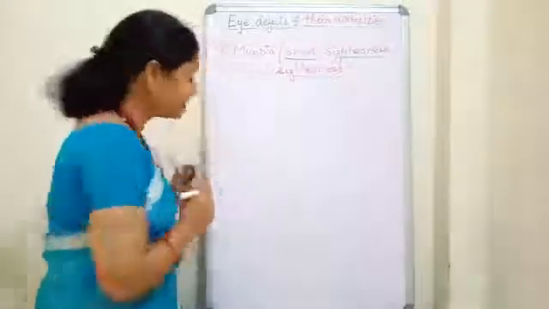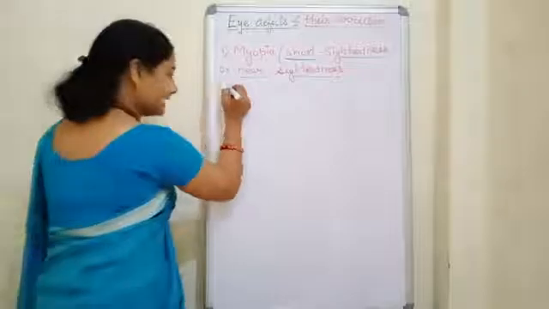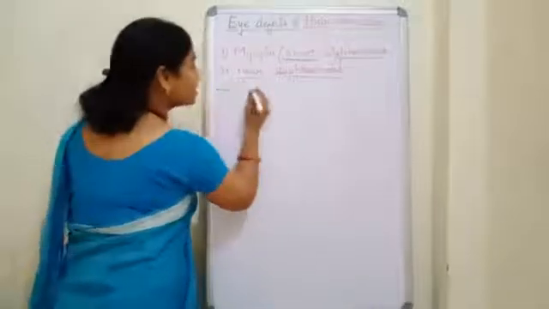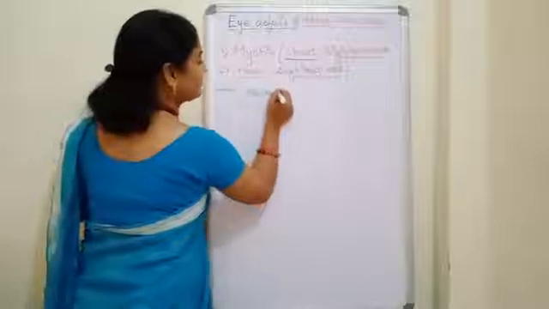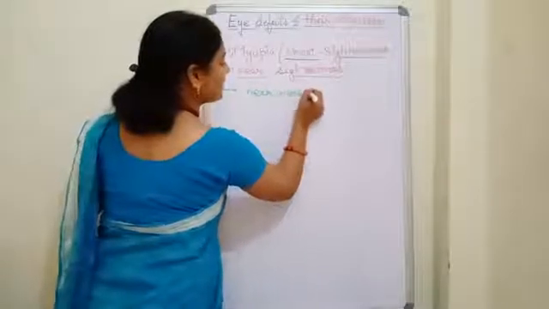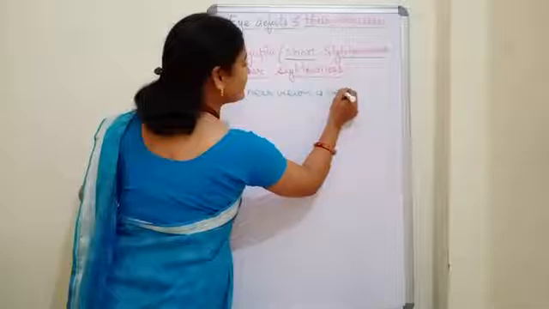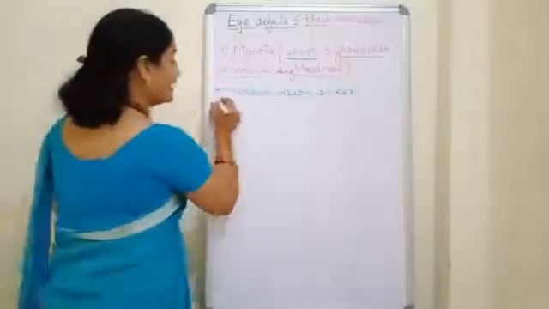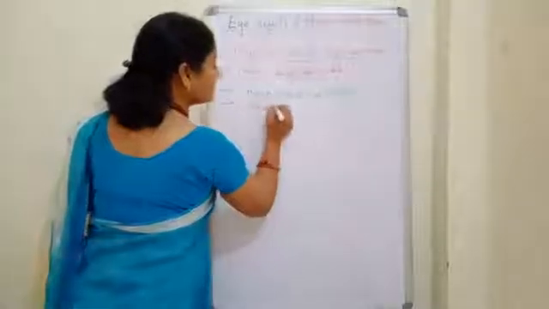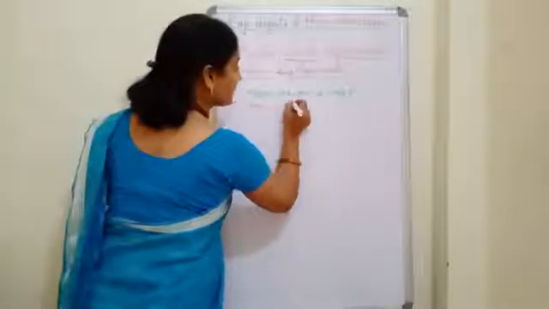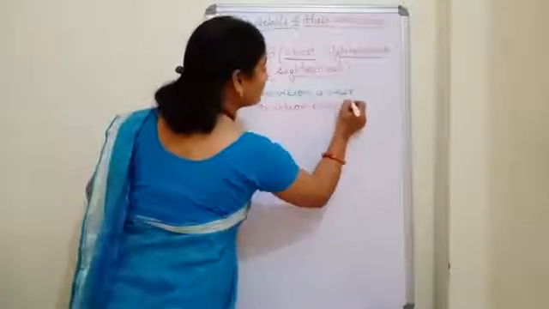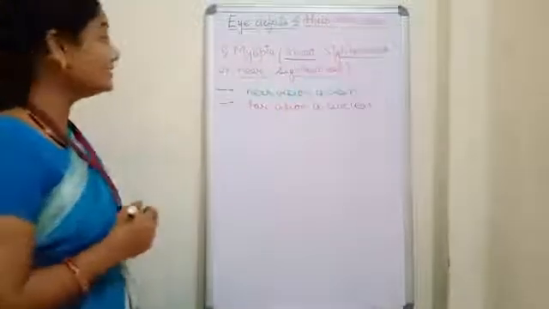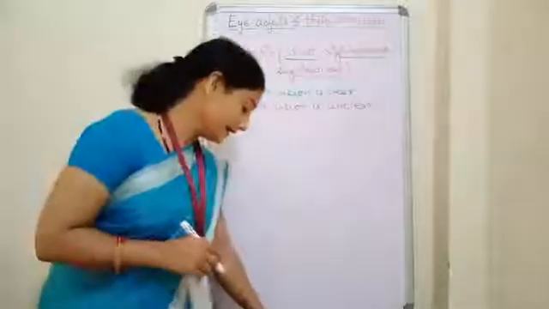Okay, so what is the definition? When our near vision is clear, but far vision is unclear, then that is called short-sightedness or near-sightedness.